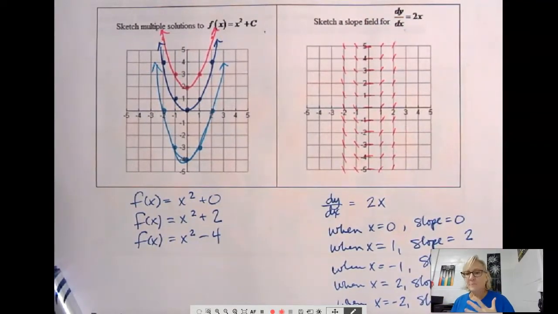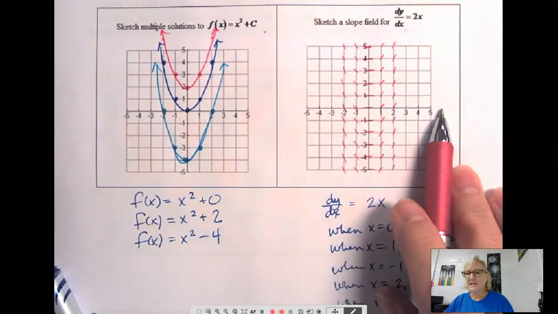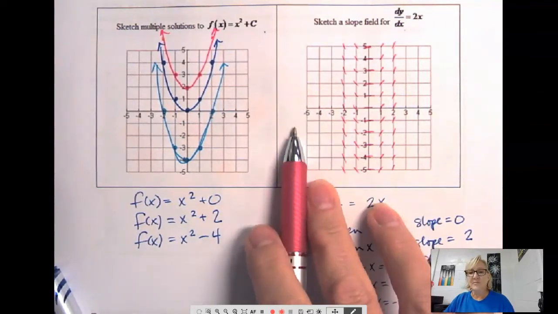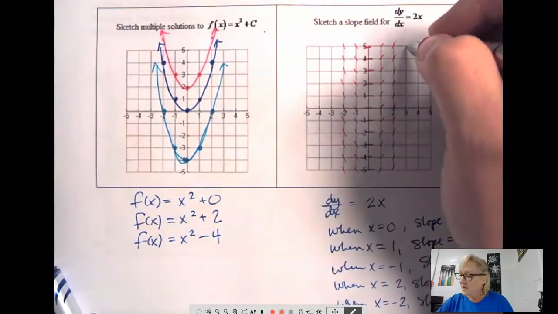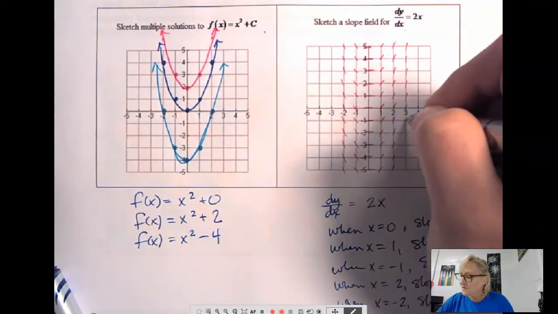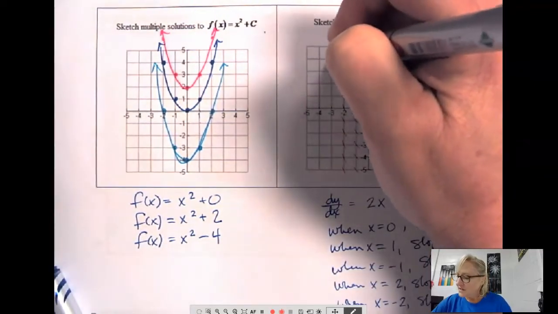Now I'm not going to sub in any more numbers, but as I move out to the right, these are going to get steeper in a positive direction. As I move out to the left, these will get steeper also, but in a negative direction. It gets kind of hard to distinguish the difference, but these are very steep over here, and these are very steep over here.